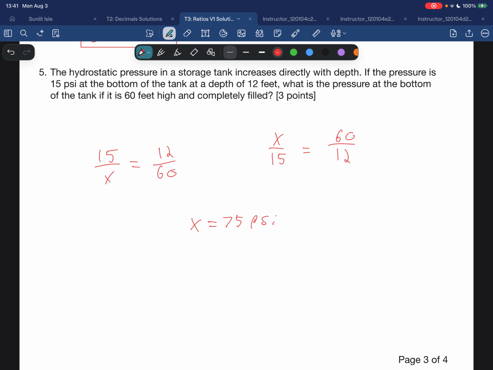I realize now that I didn't read out the question like I normally do, so I'll do that now, I'm sorry. The hydrostatic pressure in a storage tank increases directly with depth. If the pressure is 15 psi at the bottom of the tank at a depth of 12 feet, what is the pressure at the bottom of the tank if it is 60 feet high and completely filled? So again, this is a proportion problem. We set it up just like the previous one, using the same method outlined in the book, and then we solve it like we have in other proportion questions.